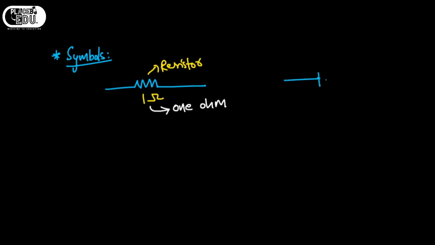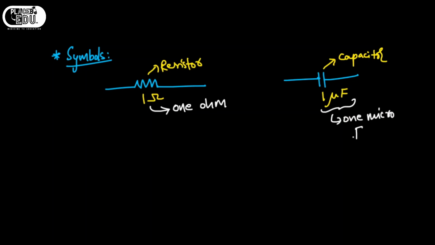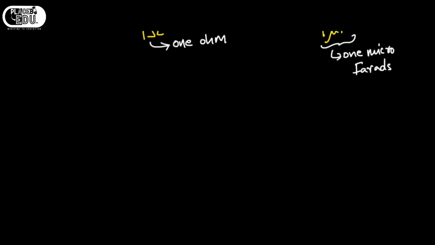And the next symbol is capacitance. This is capacitance or capacitor. And here I am writing 1 µF. So how to read this is: 1, and this µ is for micro, and the F represents farads. 1 microfarad. Understood? Next one.